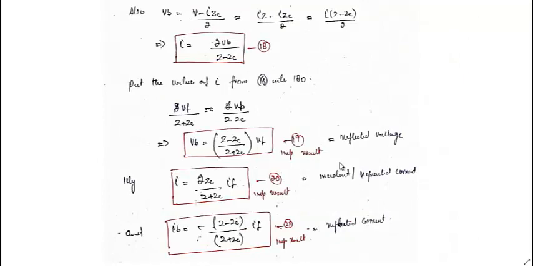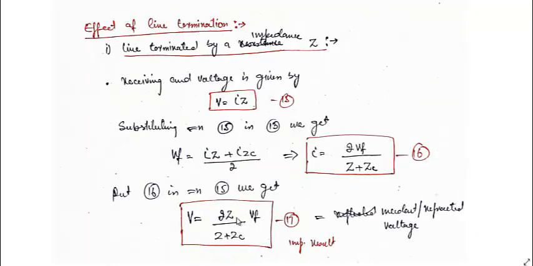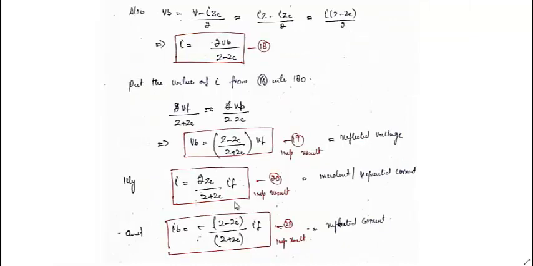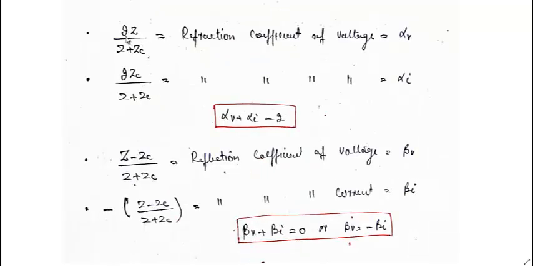So these coefficients, that is, twice Z divided by (Z plus Zc), (Z minus Zc) divided by (Z plus Zc), twice Zc divided by (Z plus Zc), and minus (Z minus Zc) divided by (Z plus Zc), are named separately. The twice Z divided by (Z plus Zc) is the coefficient which relates the incident wave and the forward traveling wave. That is known as the refraction coefficient of the voltage, denoted by alpha V.